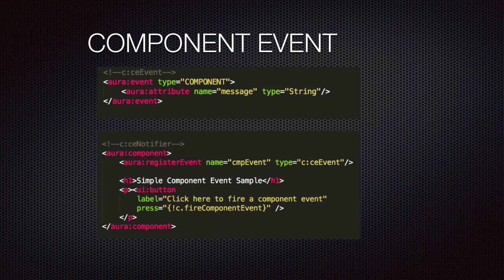This is an example of a component event. So in the first block, I'm defining a component event. I'm using the aura:event tag and setting the type as component. You can also define one or more attributes. Attributes are optional, obviously, but it's useful to have attributes to send data when you're firing the event. And then this is how you would register an event. So we have a component called CE notifier, and it's registering the event that we defined, which is CE event. Okay, and then after it has registered the event, it can then fire that event.